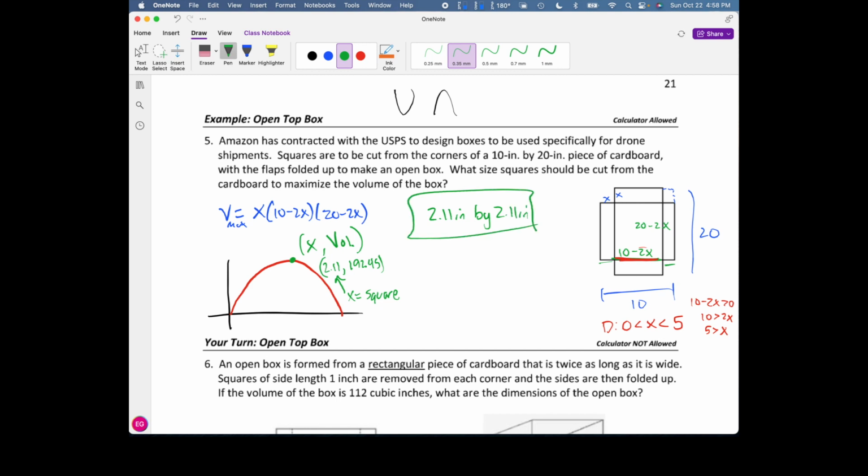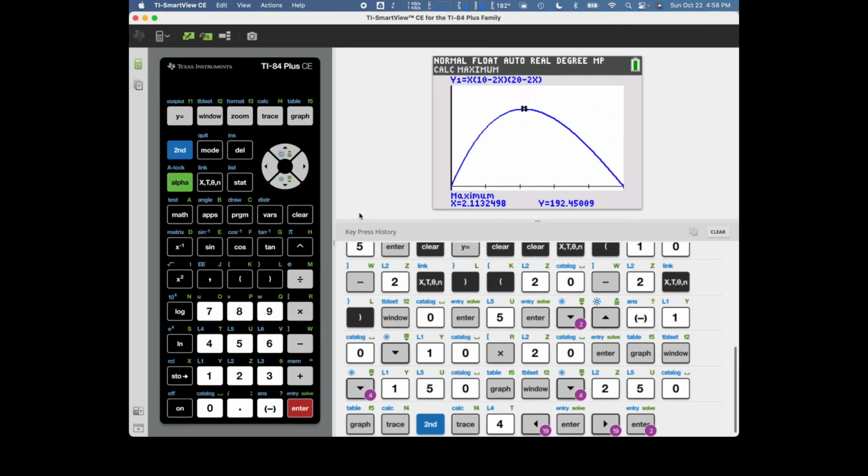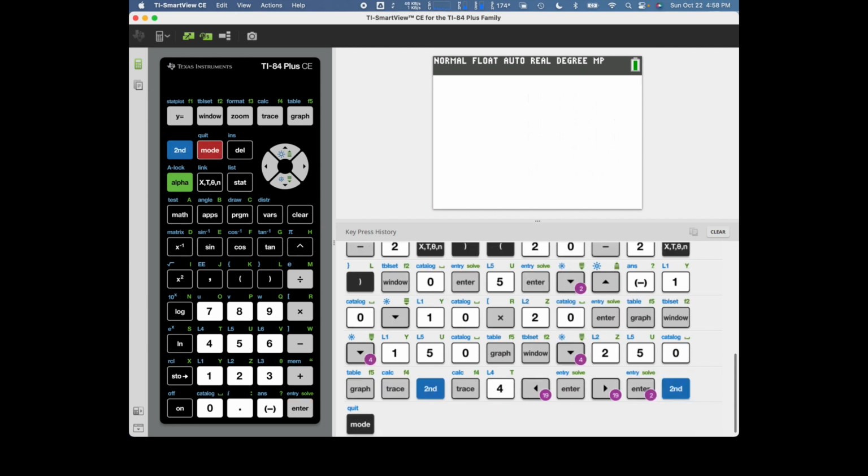Now, just some other things, just these are sidebars. This was not asked for, but just so we know, the max volume would be 192.45 inches cubed. Okay, so that's one thing. And then another thing would be, what are the dimensions of the box when we fold it? So we would get our x value, so 2.11 inches, and then I would just need to calculate what are these two things here, the 10 minus 2x and the 20 minus 2x. And a neat thing about our calculator is where we found the maximum and got that 2.11, if we go to our home screen, it stores that x value as that 2.11.